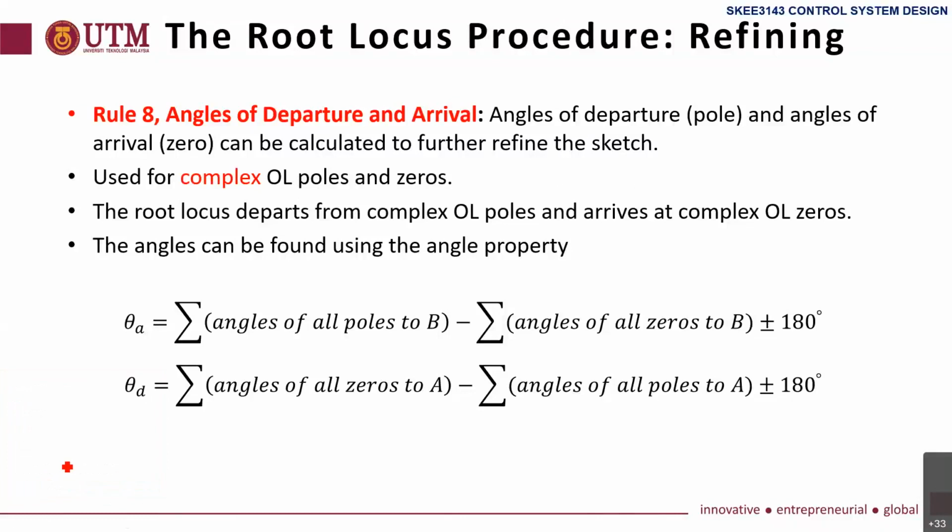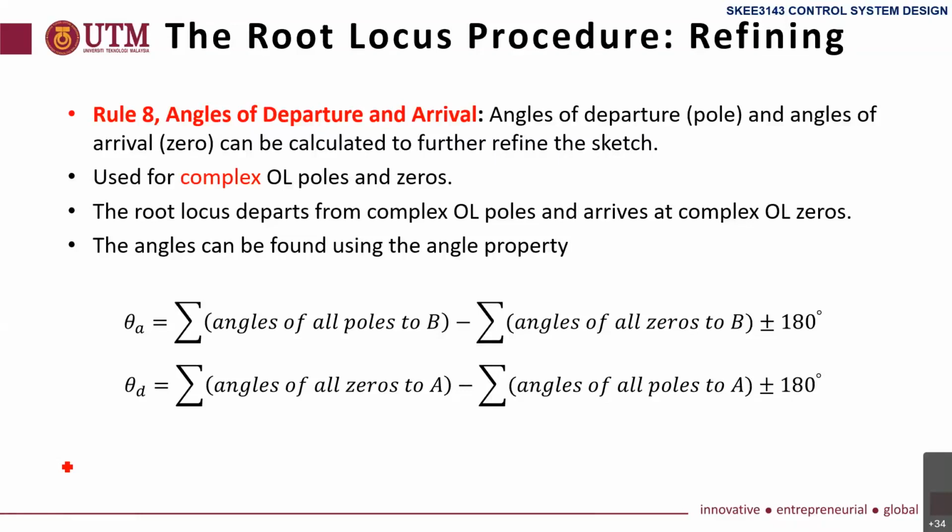We are still in the procedure for sketching the root locus. As I mentioned earlier, we have 9 rules. We have completed rule 1 until rule 7. Today we will continue with rule number 8, which is angle of departure and also angle of arrival.